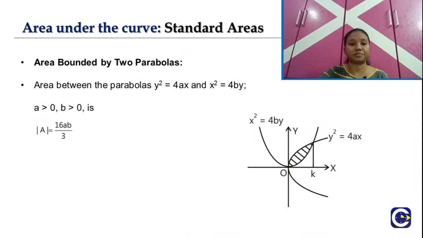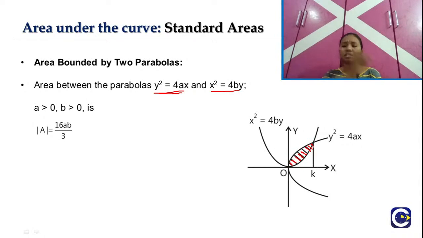Okay, got it. Fine. So, area bounded by two parabolas. We can use a formula for these standard areas. The first one is when we find the area bounded between two parabolas. The equation of one parabola will be y square equal to 4ax, and the equation of the other parabola will be x square equal to 4by. This is our first parabolic graph, y square equal to 4x, and the other is this. The area bounded by these two will be this intersection area.